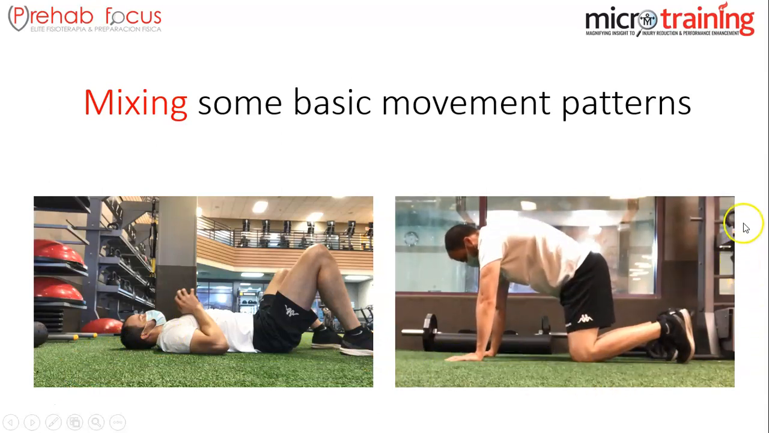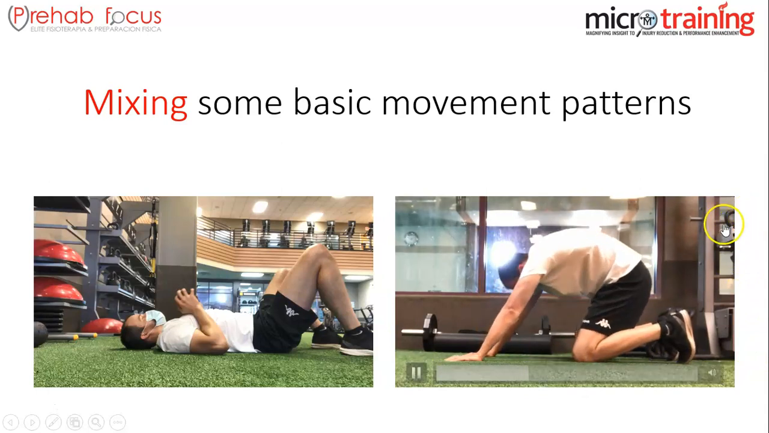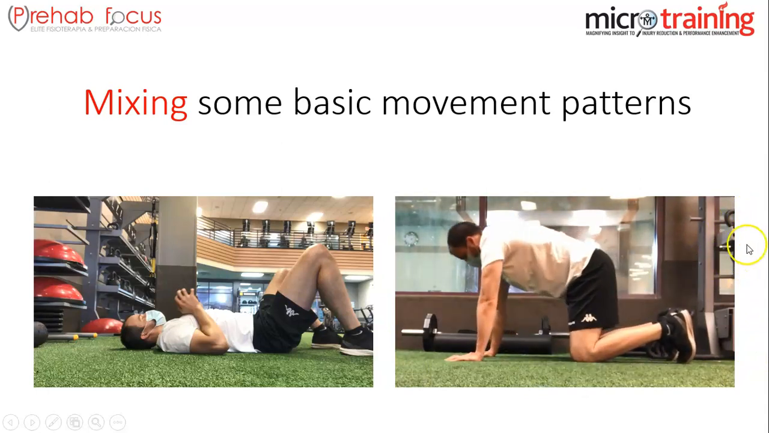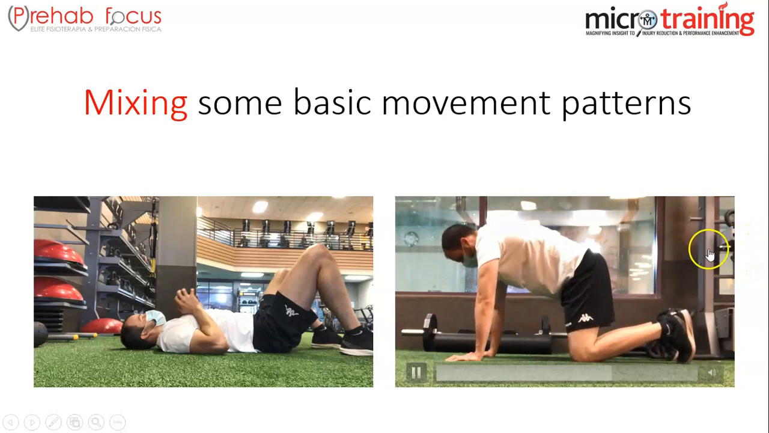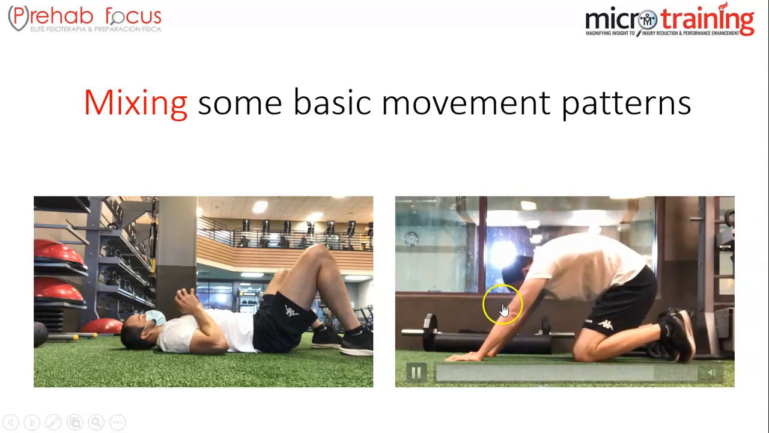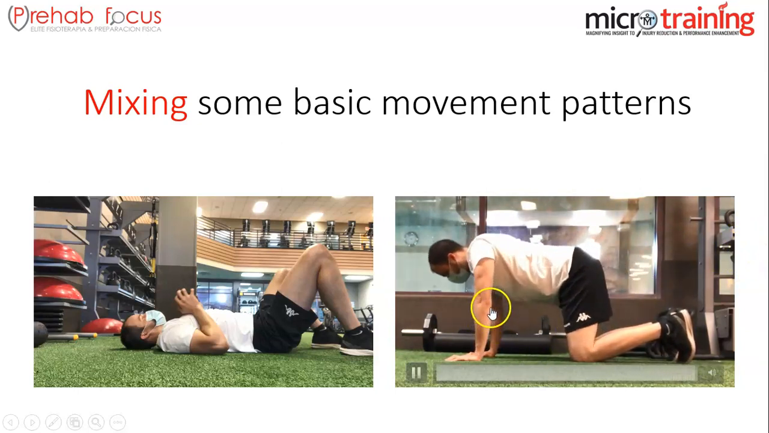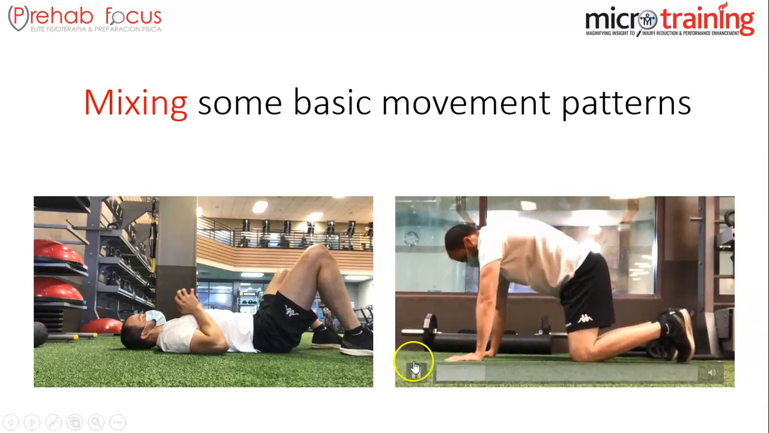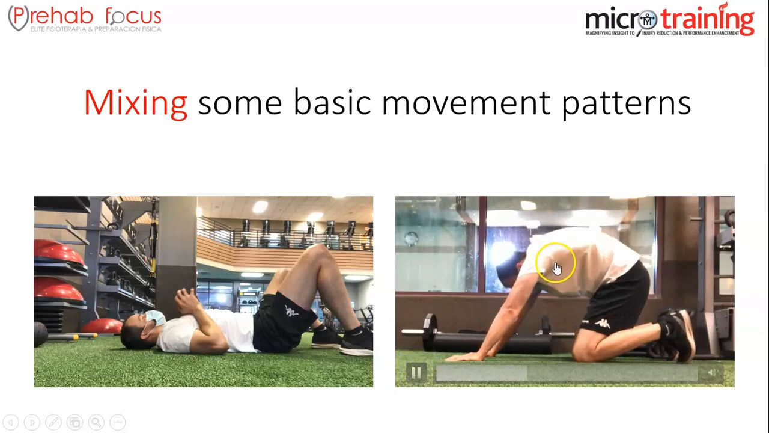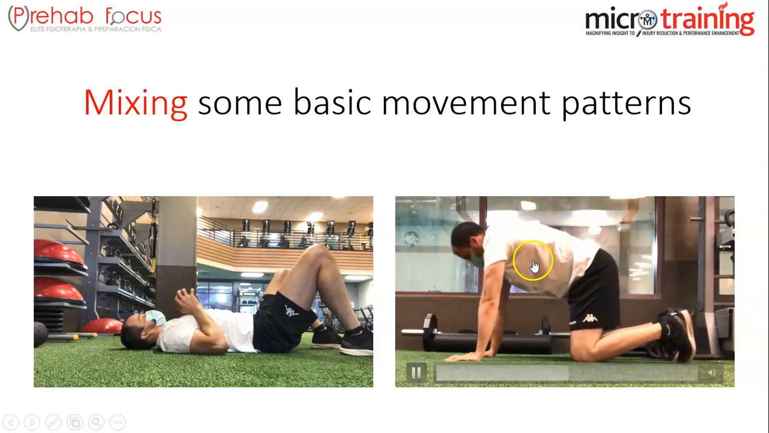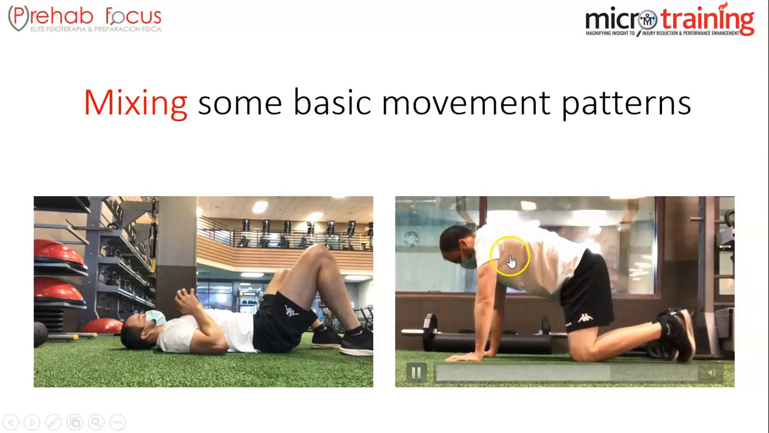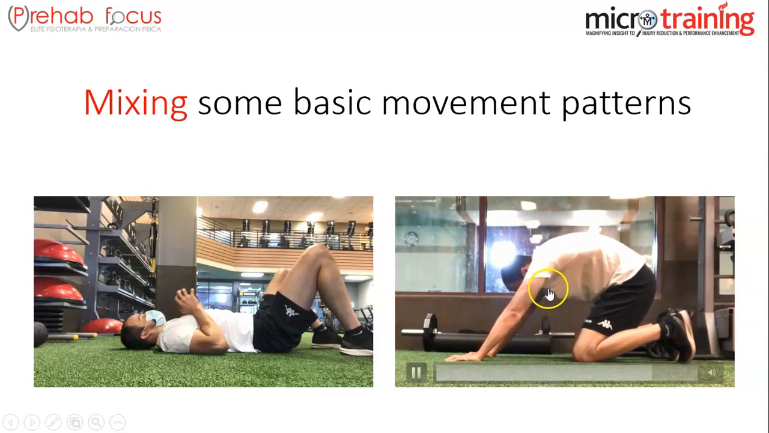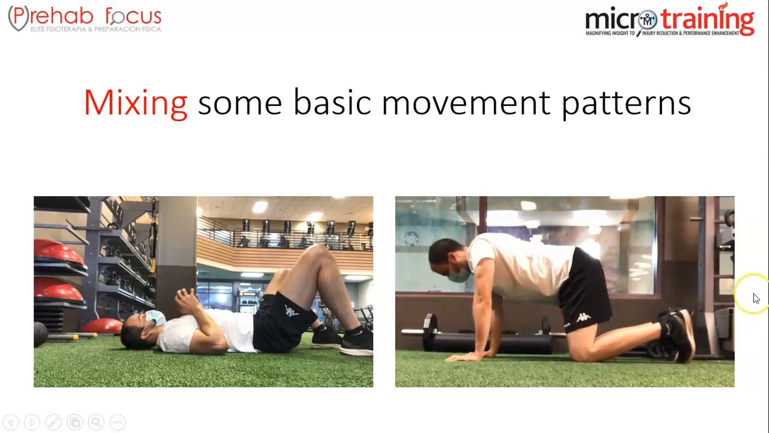Over here, we mentioned something similar before, the cat-camel exercise, but now with this vertical movement. It's like a vertical push. So we are activating the serratus anterior muscle a little bit more. So we have scapular protraction with upward rotation.